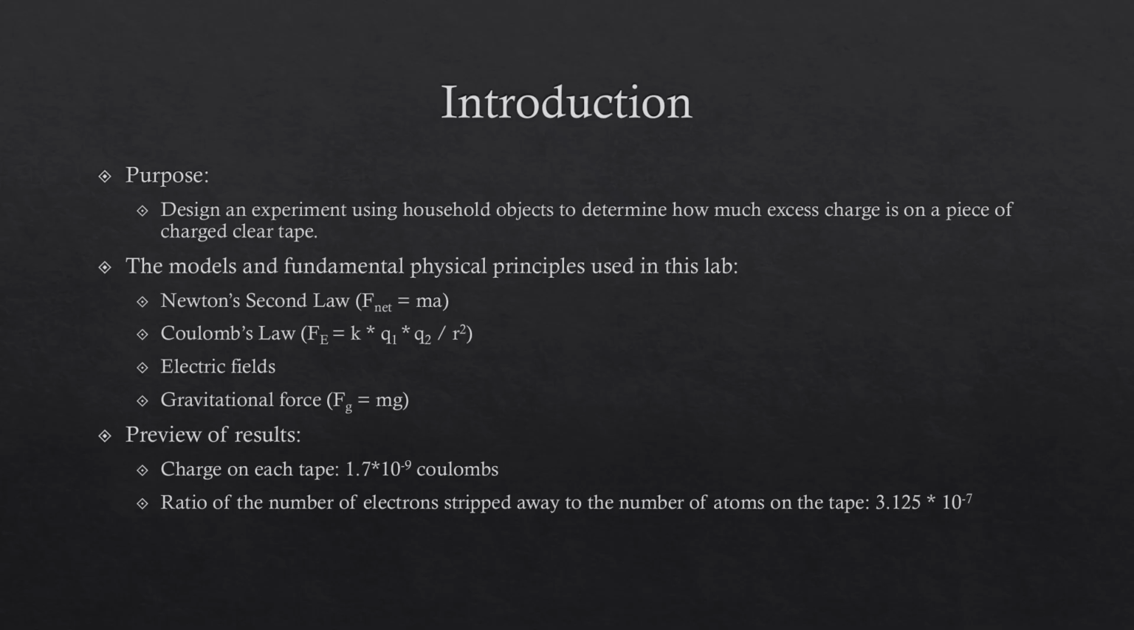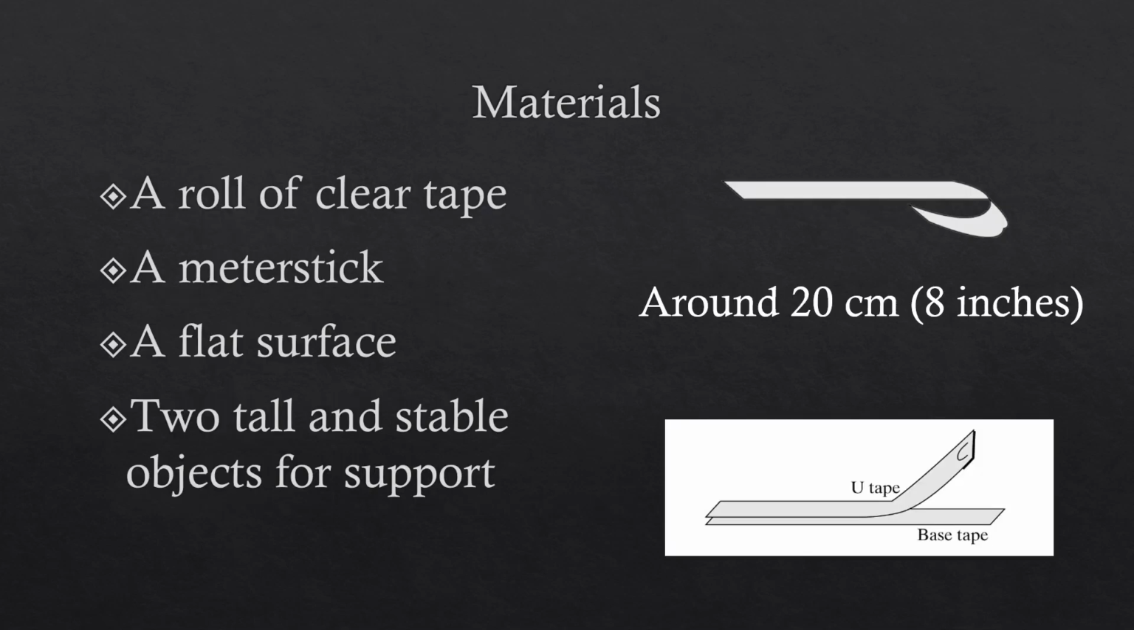As a preview of results, the charge on each tape is 1.7 times 10 to the negative 9 coulombs, and the ratio of the number of electrons stripped away to the number of atoms on the tape was 3.125 times 10 to the negative 7.